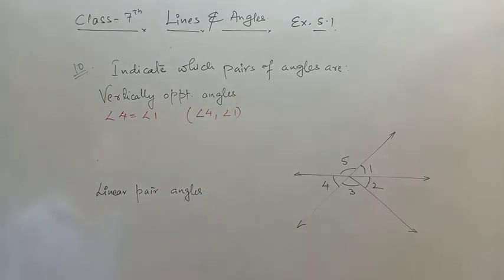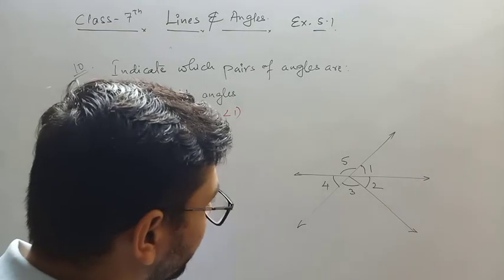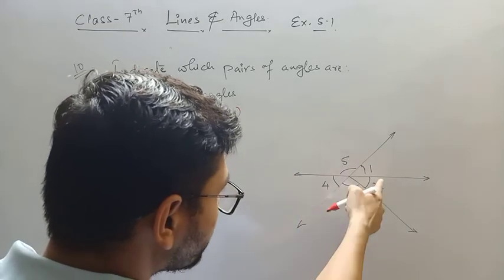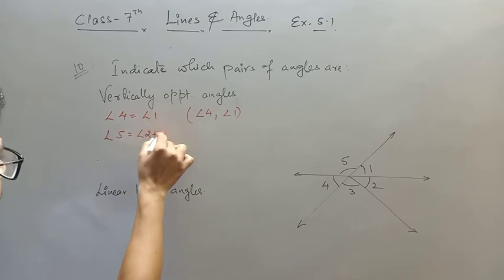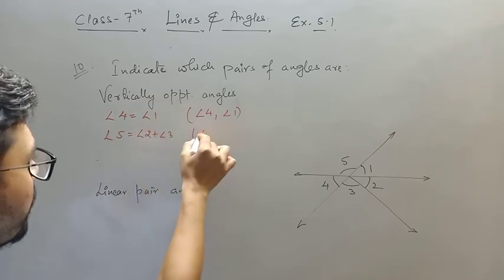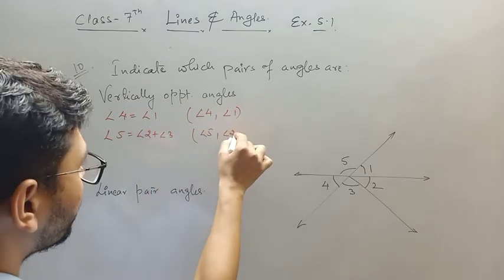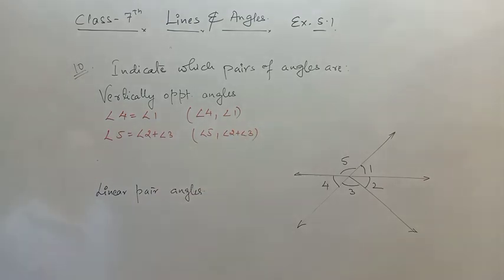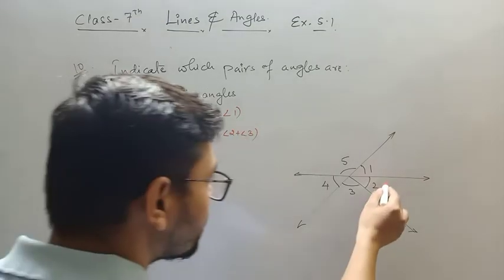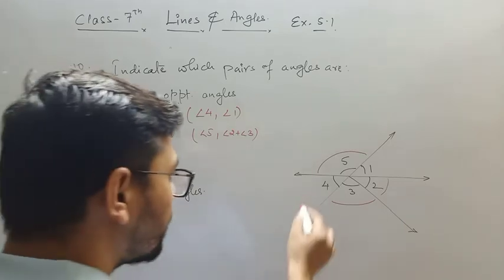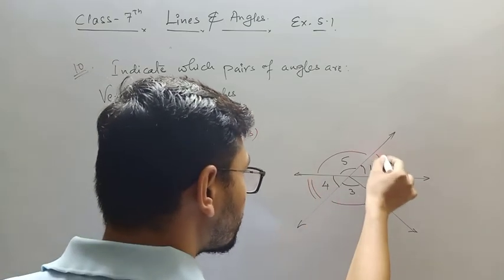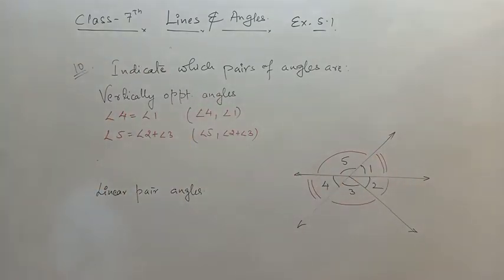Similarly, you can say angle 5 is equal to angle 2 plus angle 3. So you can write angle 5 and angle 2 plus 3. See, this complete angle is vertically opposite to this angle, right? And this angle is vertically opposite to this angle. Do you agree with this? So these two are the pairs of vertically opposite angles.